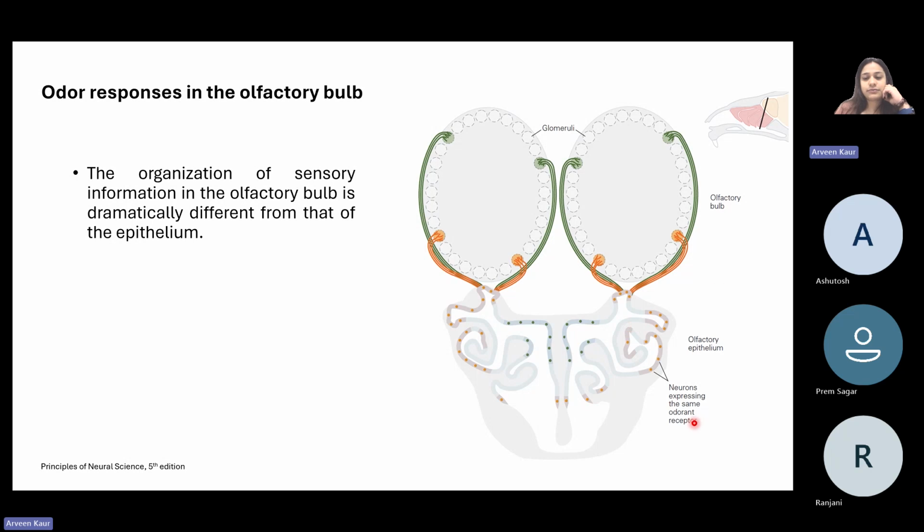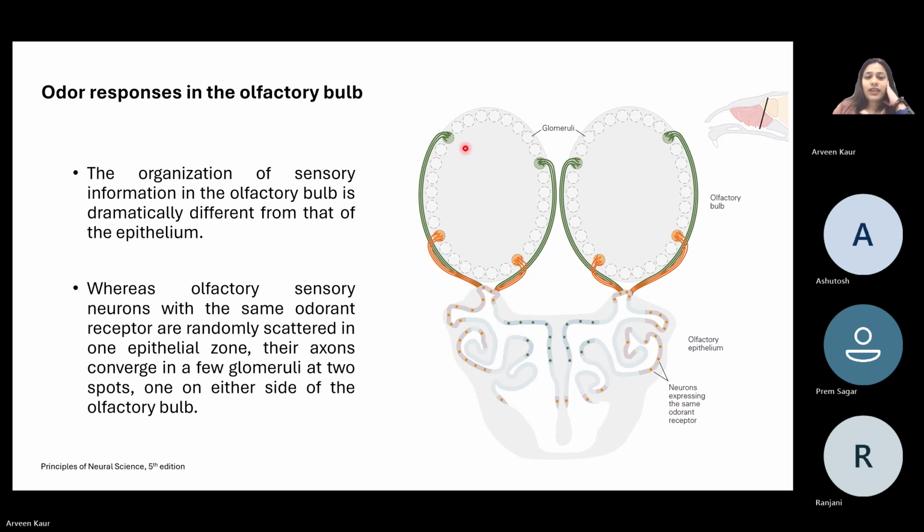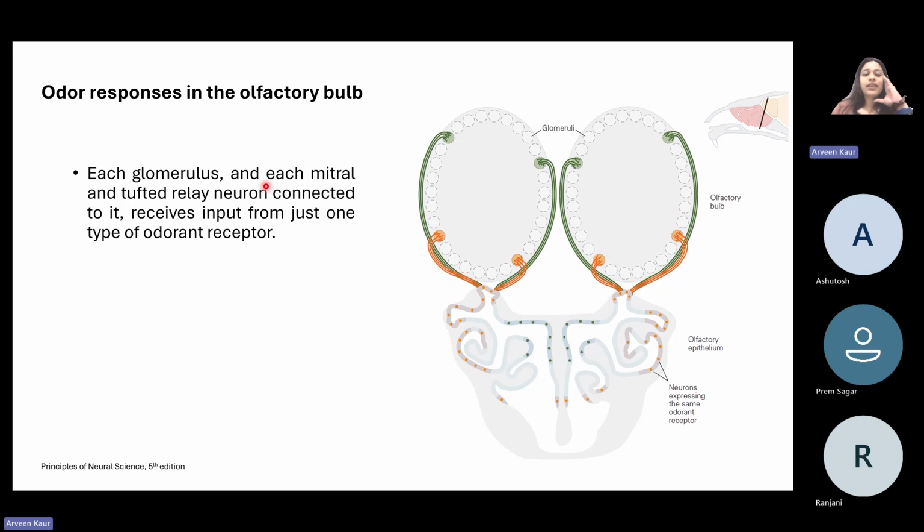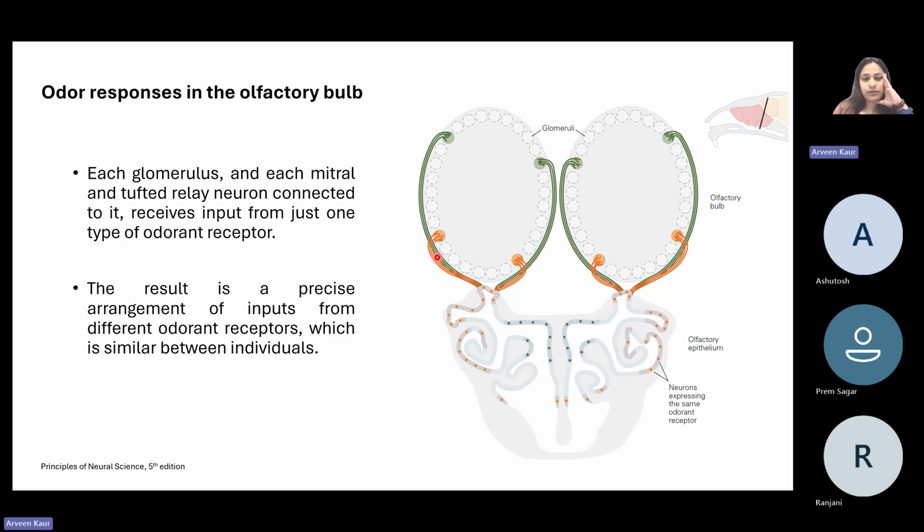So, this was the epithelium. We saw that staining in which OMP was staining the entire neural epithelium. Whereas olfactory sensory neurons with the same odorant receptor are randomly scattered in one epithelial zone, their axons converge in a few glomeruli at two spots, one on either side of the olfactory bulb, as you can see over here, right? Each glomerulus and each mitral and tufted relay neuron connected to it receives input from just one type of odorant receptor, right? The result is a precise arrangement of inputs from different odorant receptors which is similar between individuals.